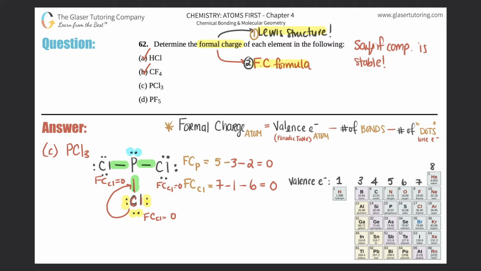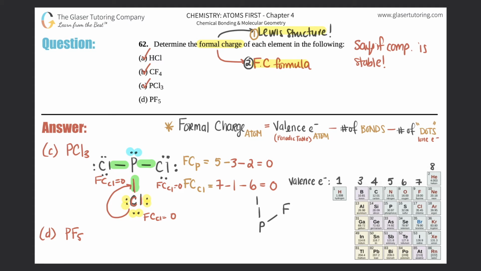Perfect. Super stable, all zeros. Last but not least, let's do PF5. I'm just going to draw it over here because I have a little bit more room. So you can pause the video again, but you should get a phosphorus that now has 5 fluorines around it.